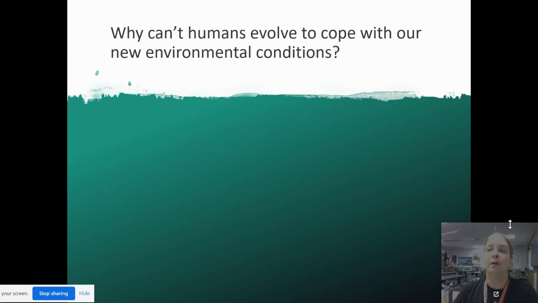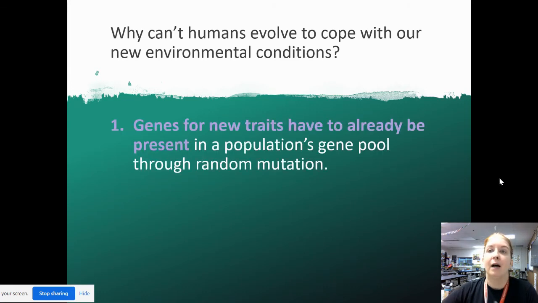Why can't humans evolve to cope with our new environmental conditions? So, pause, think. What do you got? Did you pause? Did you think? I hope so. So, why not? One, the genes have to already be present in a population's gene pool through random mutation. So flying to school would be super nifty, but I don't have the genes for that. So I can't just sprout wings because I want them. I can only use the genes that are in me currently.